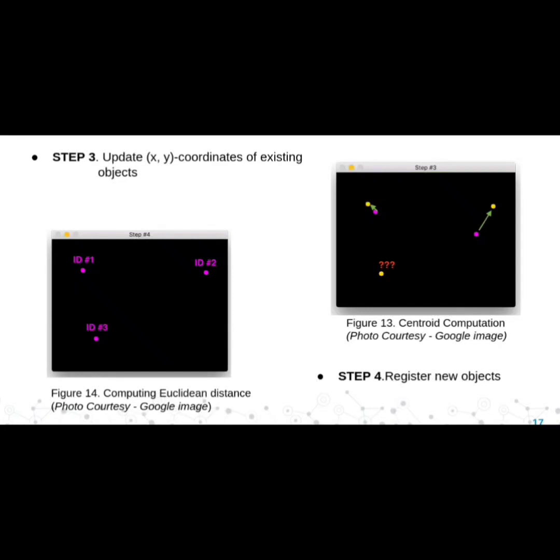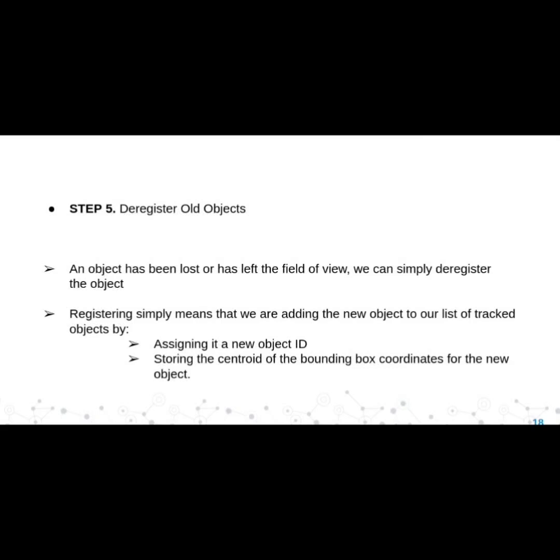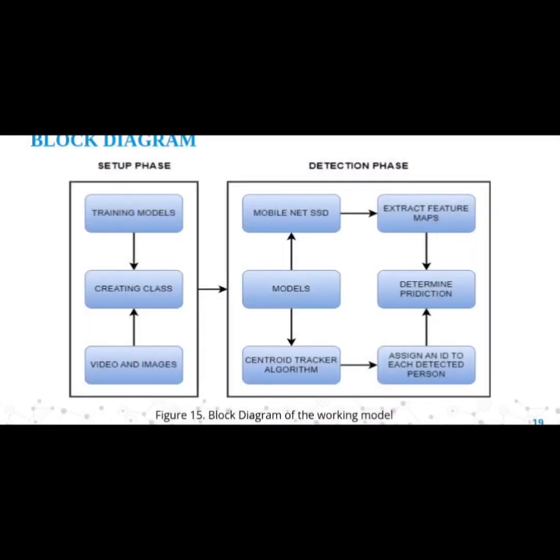Block diagram of working model. It mainly comprises two phases. Setup phase: the MobileNet model is trained with the dataset. Whenever any object comes in front of the camera range, it creates a class for each object and the class moves to the detection phase. During the detection phase, the MobileNet SSD detects an object in front of the boundary box and extracts the object's features, and the centroid tracker tracks the person and assigns a unique ID to each person. If the detected person is real, then the model makes a prediction. These are some of the results that we have got.